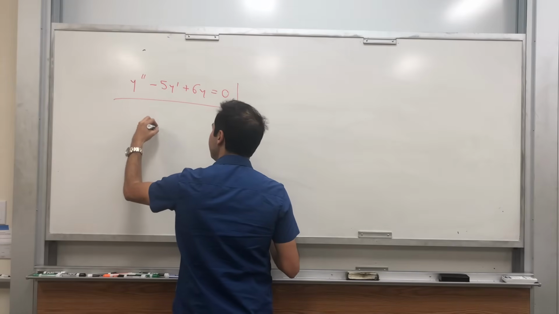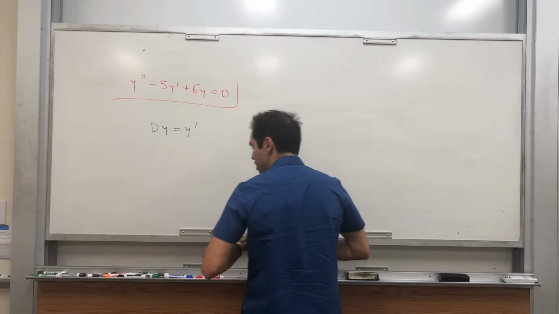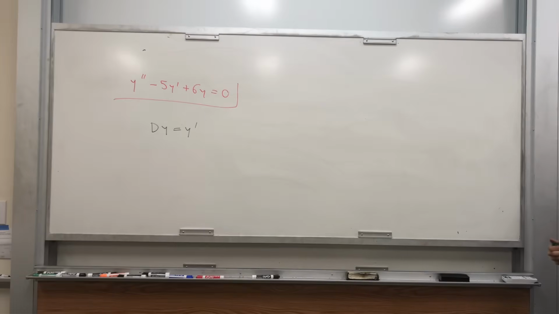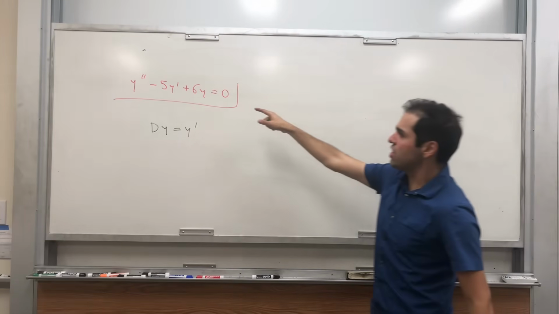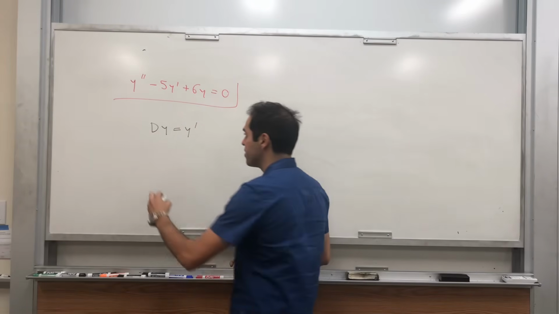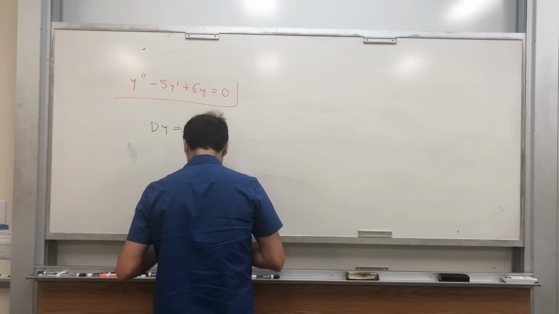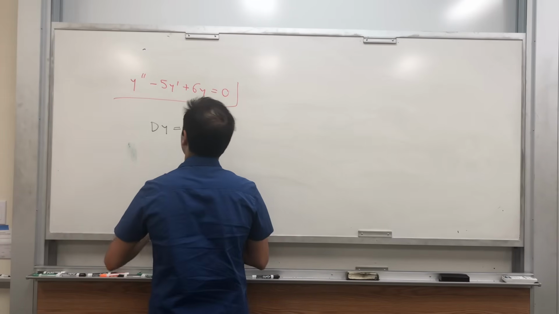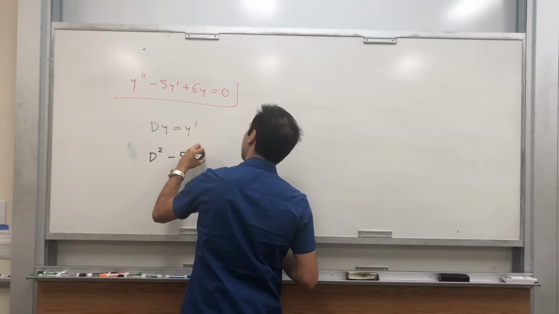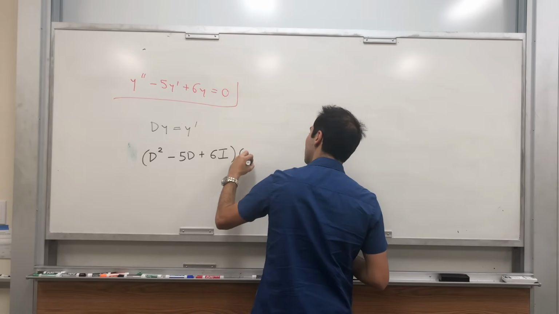So define D as follows. D of y is just y prime. So it's the linear transformation which takes y as an input and spits out y prime. And notice you can actually write this differential equation in terms of D's. It's the same thing as (D squared minus 5D plus 6I) y equals 0.